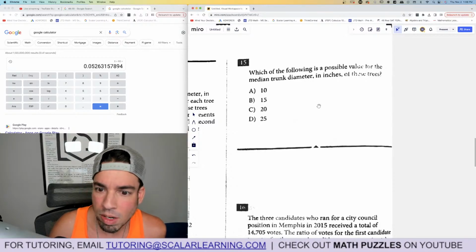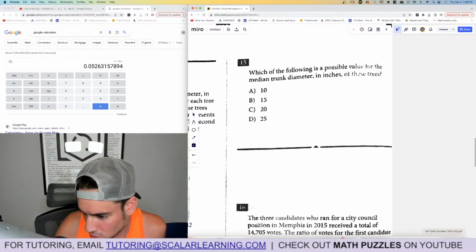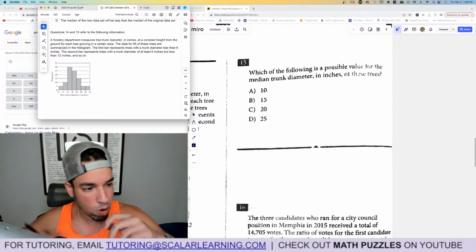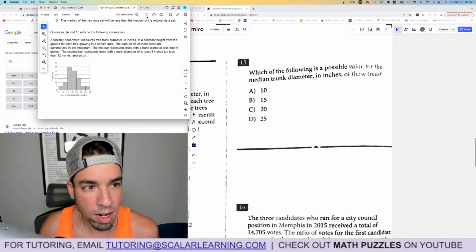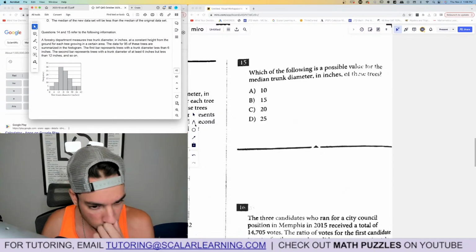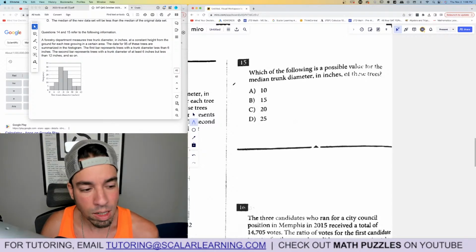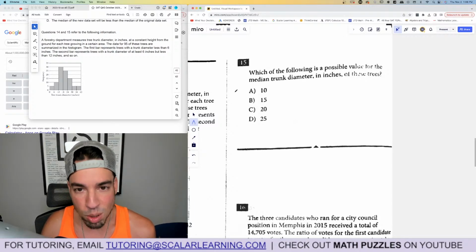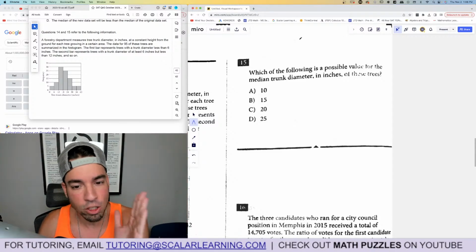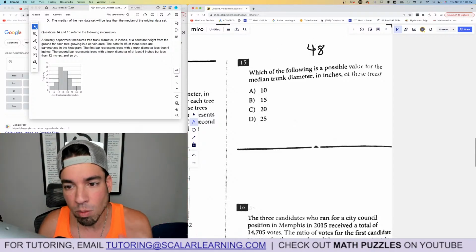Which of the following is a possible value for the median trunk diameter? Okay, so let's talk about median real quick and a quick way to do it, right? I know some people like to write out the values and cross them off. But if it says we have 95 total values, we know the median is in the exact middle of 95. So where is that? You can divide 95 by 2 and it's 47.5. But that means that the middle is actually the 48th value, and I'll prove it to you.